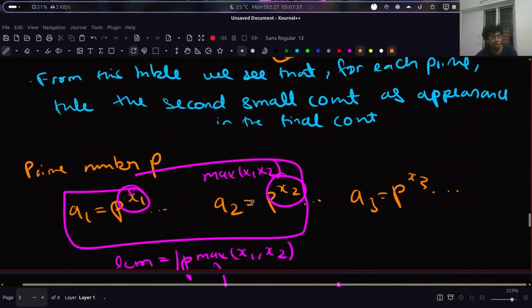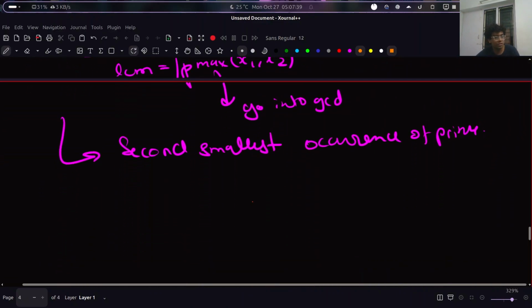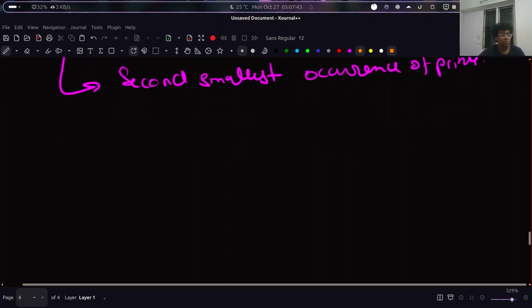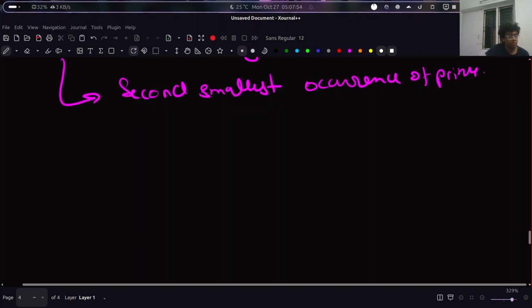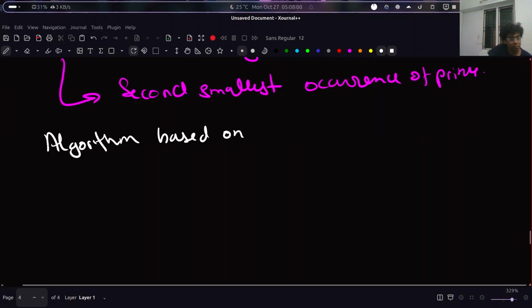So essentially, our core observation is that for each prime, we need to have the second smallest occurrence of that prime. Now, this can be done in many ways. You can implement it more nicely than I have, perhaps. My implementation is a bit messy, but hopefully understandable. So my algorithm is based on this idea.